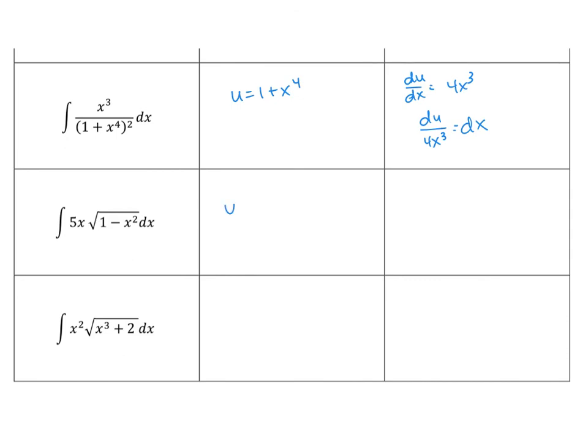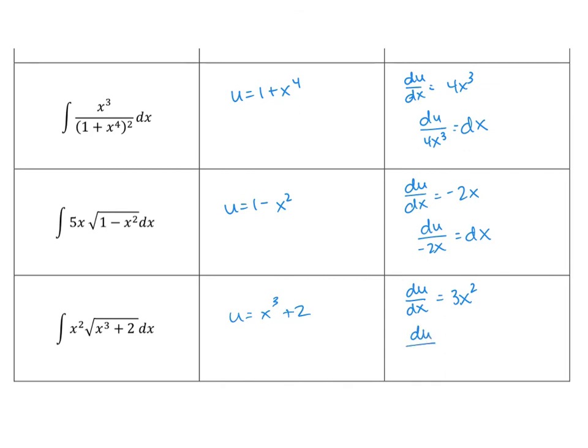Moving down, I'm going to have u is 1 minus x squared. Du dx is negative 2x, and du over negative 2x equals dx. Last problem on this page, u is x cubed plus 2. Du dx is 3x squared. So dx is going to be du over 3x squared.